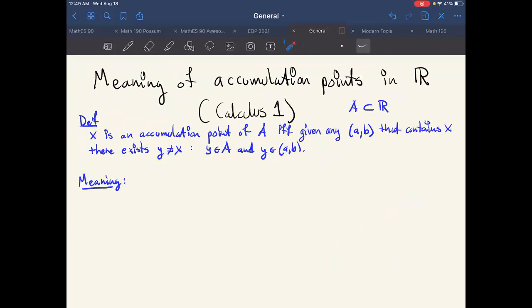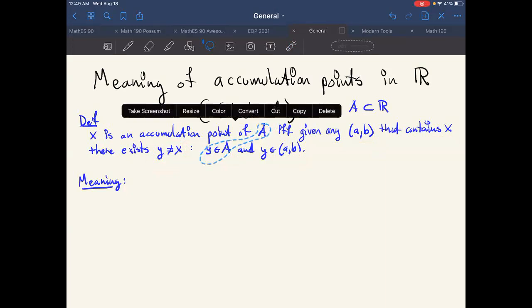It's the following. X is an accumulation point if, given any open interval (a, b) that contains x, there exists a y different from x that is in both. It is in the set A and it is in (a, b). I typically call this the black set. Let me go ahead and call it the black set, just to refer to it.